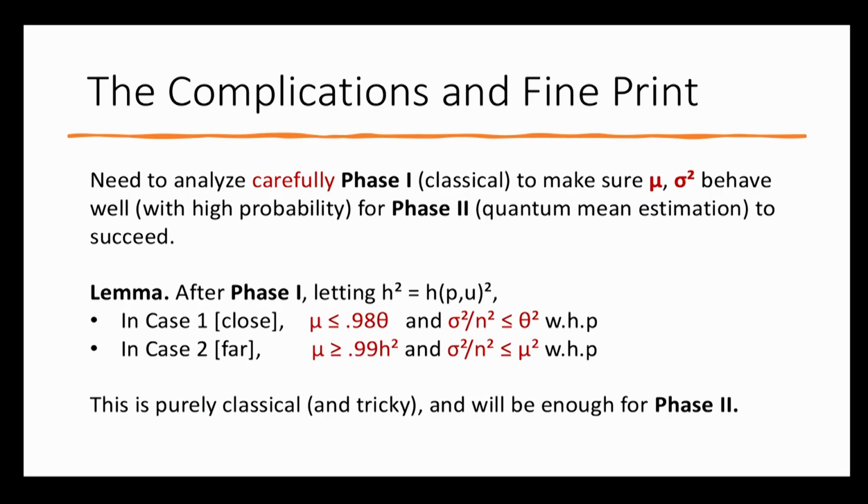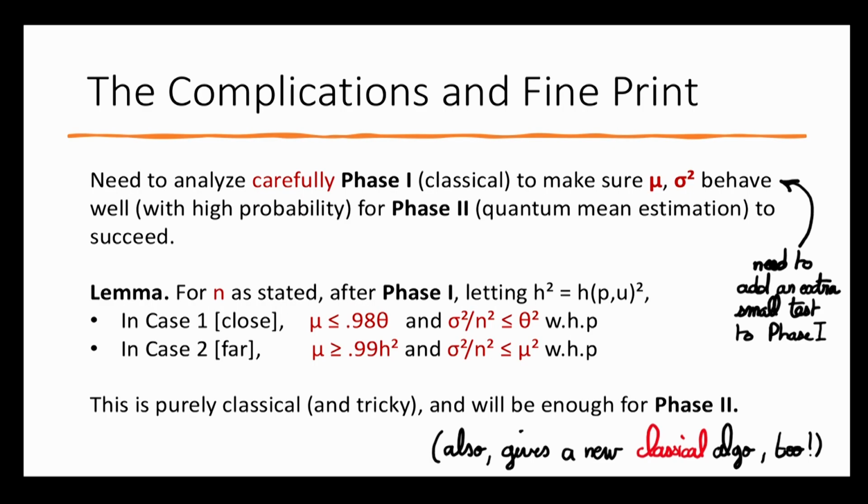In case 1, when you are close to uniform, then the mean mu will be small and the variance will be small with high probability. And in case 2, when you're far, the mean mu will be large compared to the Hellinger squared distance, and the variance will be small compared to the mean, with high probability. A lot of the technical aspect is to figure out what it means to be small enough and large enough for the mean and the variance. This is a purely classical analysis. This is the most technical part.